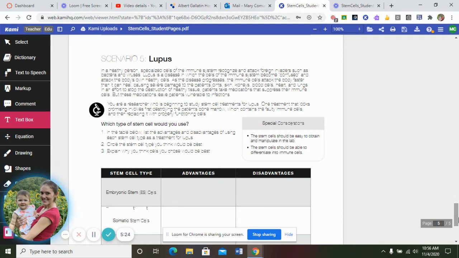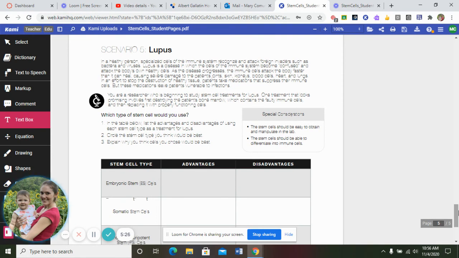So you'll want to go through, tell me which type of stem cell you think would be best for being able to differentiate into an immune cell. And then we'll turn that in.